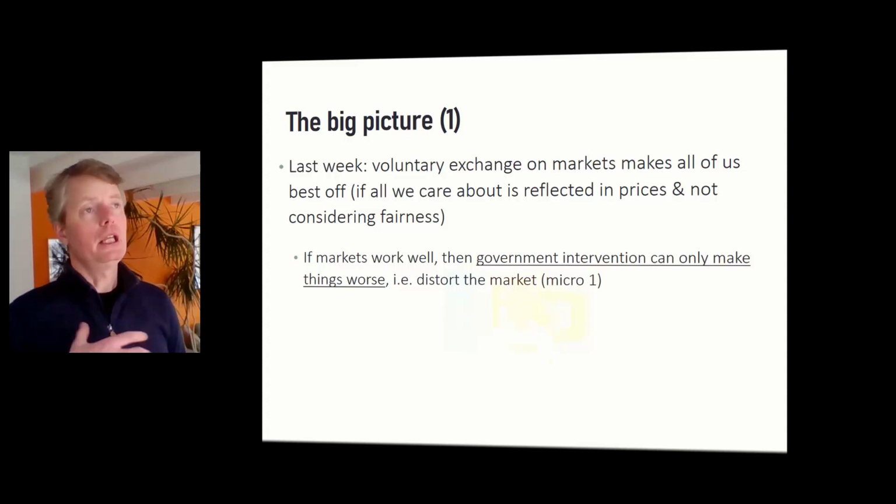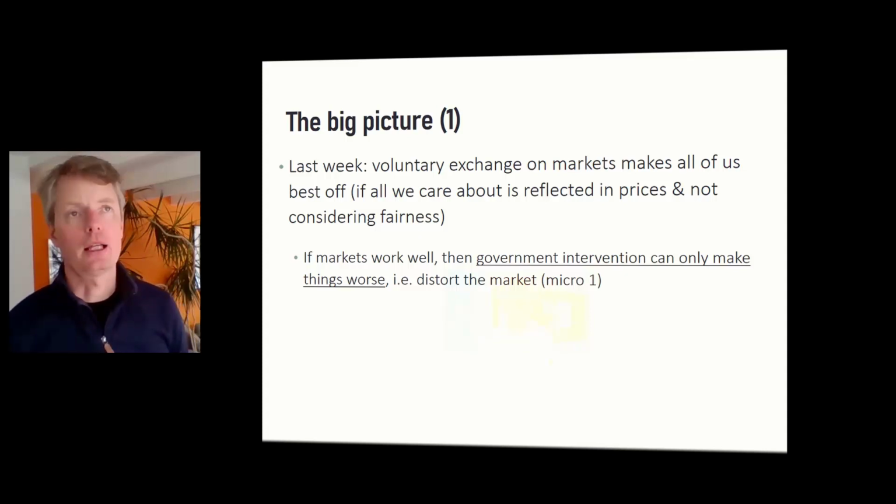Now, if markets indeed function well, and if the market leads to optimal outcomes, then government intervention can only make things worse. It can only distort prices. That's what you learned in Micro 2. If you have, for example, a tax, then taxes distort prices, and as a result there's going to be a deadweight loss. So the outcomes are then worse than in the case of no government intervention.